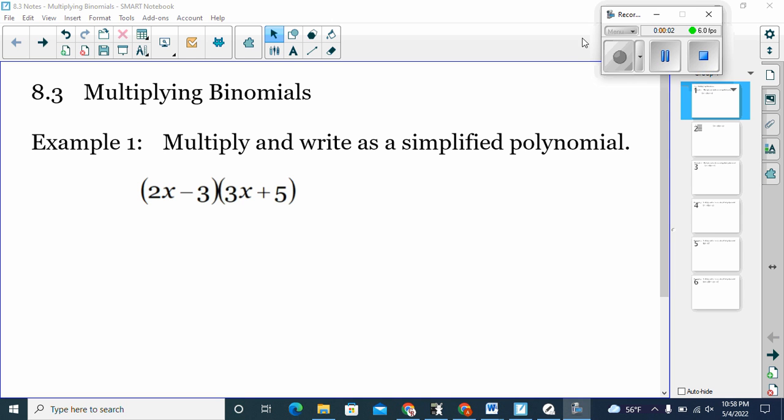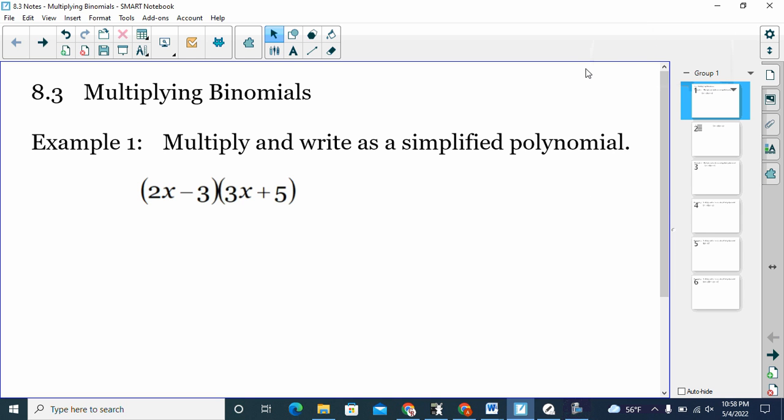These are notes from section 8.3, which is on multiplying binomials. A binomial, remember, is a polynomial that has two terms. So notice I have a binomial here, 2x minus 3, and I am multiplying that by another binomial, 3x plus 5.